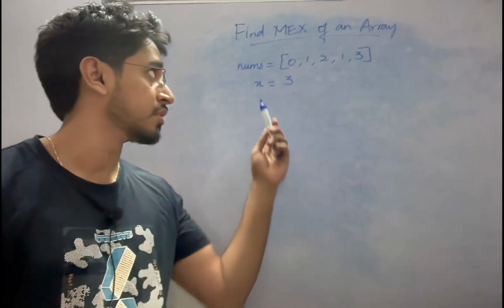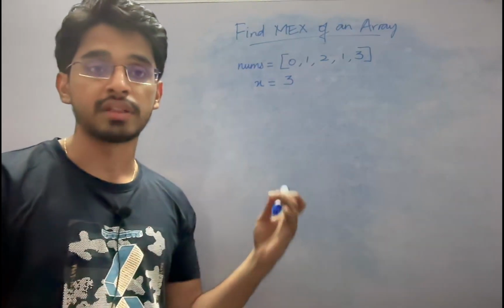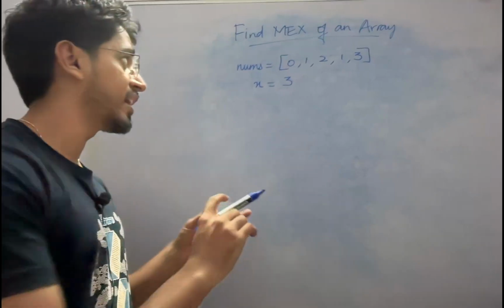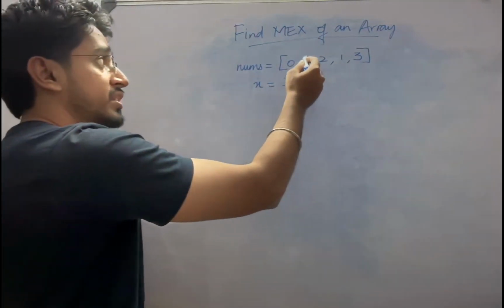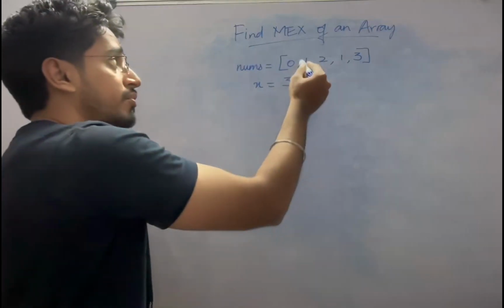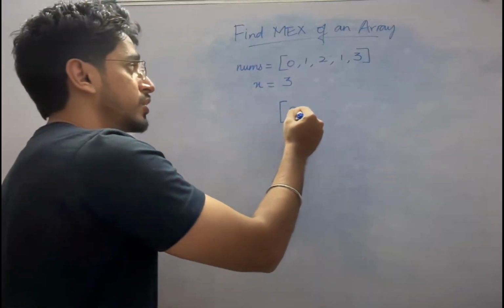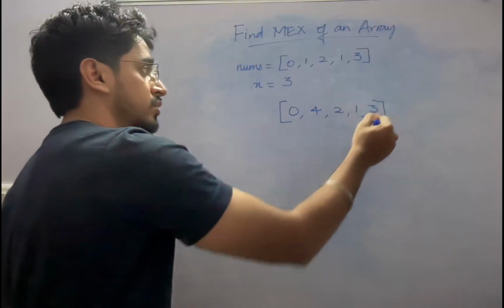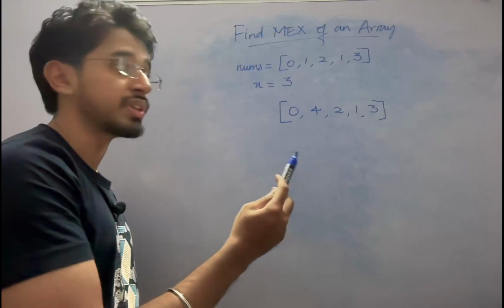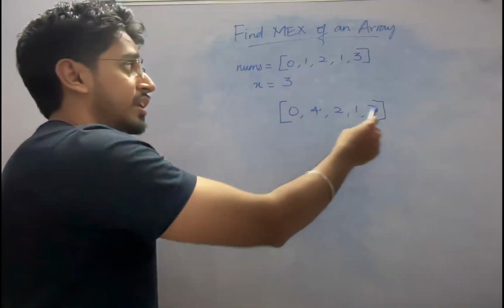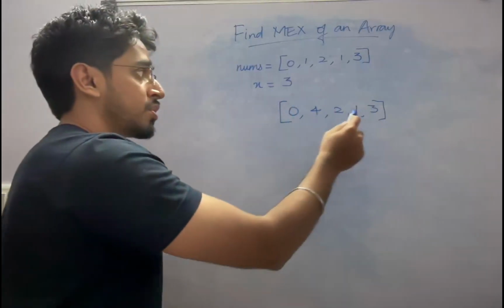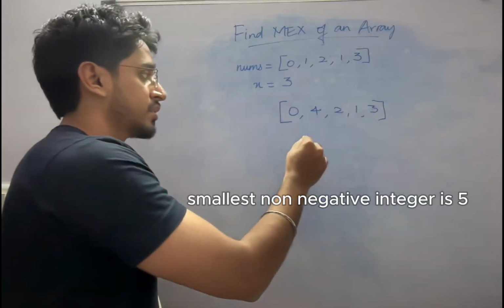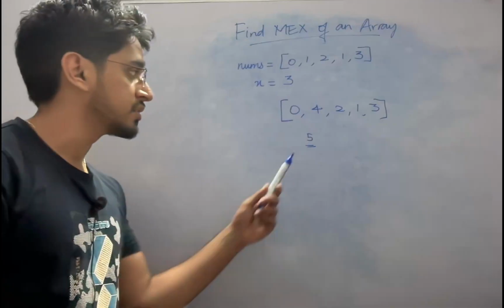The modified array is the one which I get after adding to the particular array, and then I calculate the minimum excluded value for that. Now if I add 3 to the index 1, which is having the value 1, this would become 4, right? So the modified array would become 0, 4, 2, 1 and 3. Now we need to check what is the minimum value that I can add to this array. So I have all the elements: 0, 1, 2, 3 and 4. What is the minimum one? 5, right? So 5 is the minimum one, and we need to return this 5.